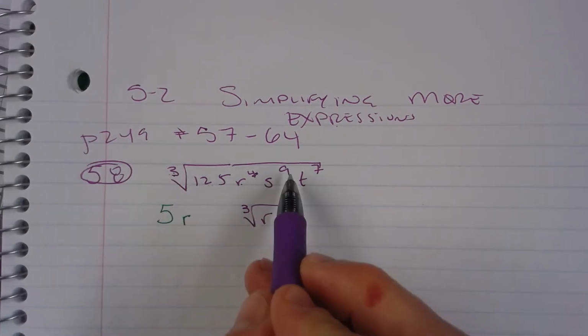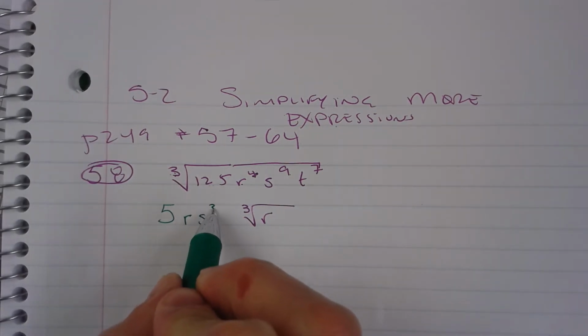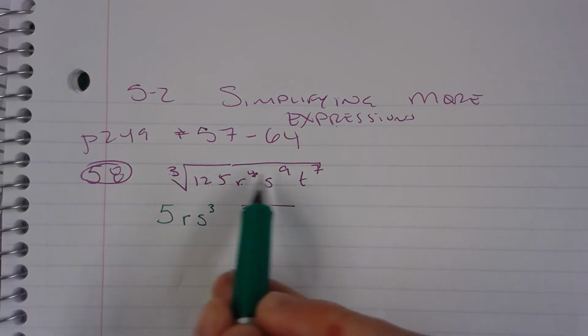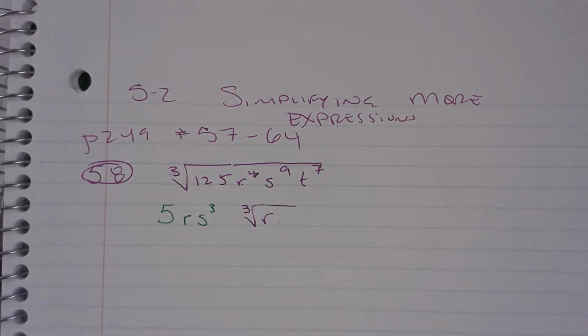Let's try that with s. How many times does 3 go into 9? And the answer is 3 times. So we're going to write an s cubed. But is there anything left over when you divide 3 into 9? Nope, so nothing goes underneath.